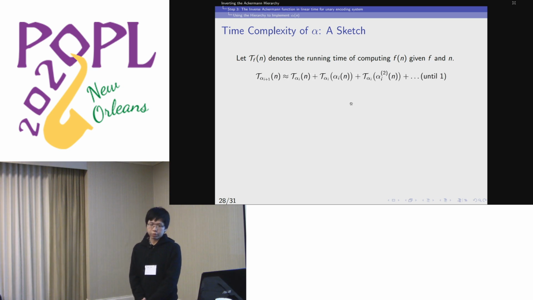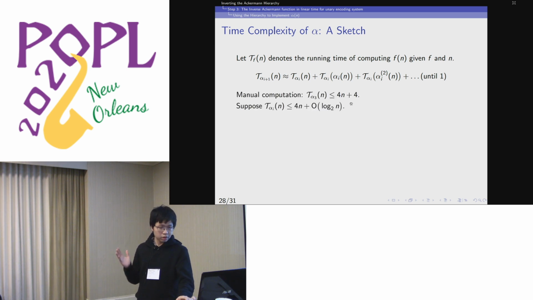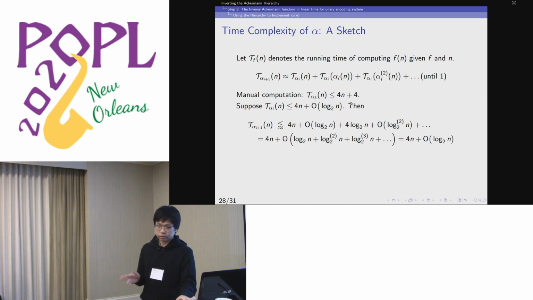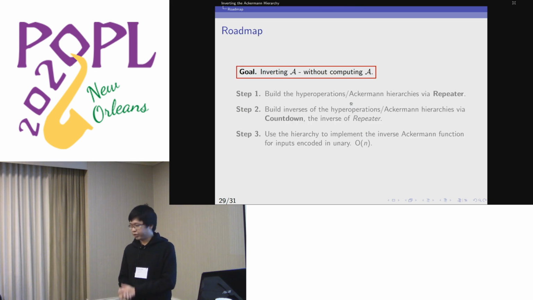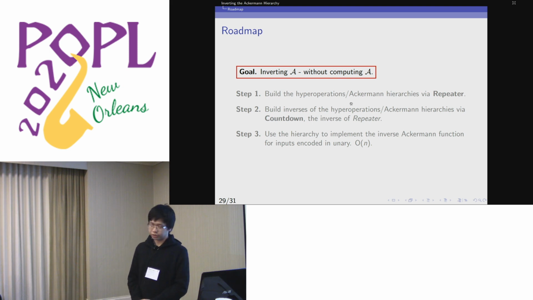So basically, in the computation, if you want to compute the next step, the total time you take is kind of like the sum of the time you take to compute all the repeated applications of the previous level. And so by an inductive argument, the number of computation steps that we do during the computation is bounded above by like 4n plus a factor of log n. And in total, it's still linear. For details of this proof, you can look at our paper. And so we have defined a computation for the inverse Ackermann function that runs in linear time. This is a point of success for us.